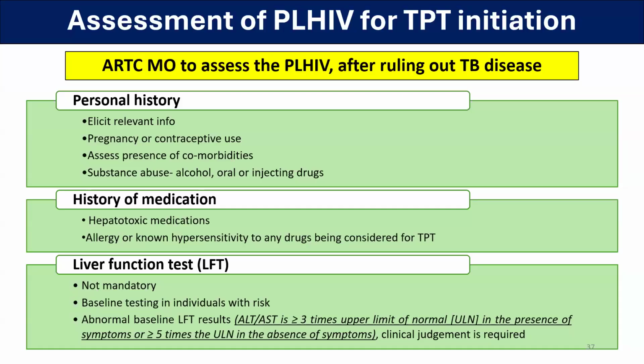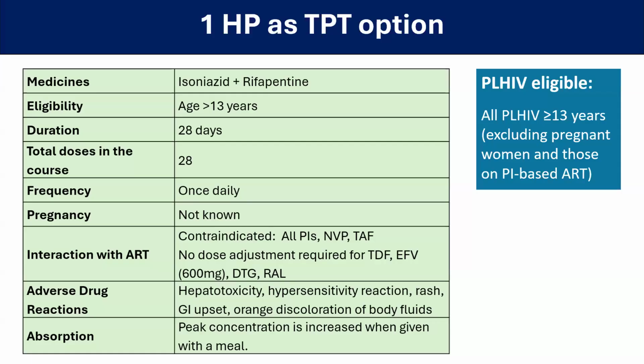And the liver function test is not mandatory, but if you suspect the patient has a history of substance abuse of alcohol, then you can do baseline testing in individuals with risk. With abnormal baseline results, where ALT, AST is raised more than 3 times the upper limit of normal in the presence of symptoms, or more than 5 times in the absence of symptoms, you need clinical judgment to start the TPT.